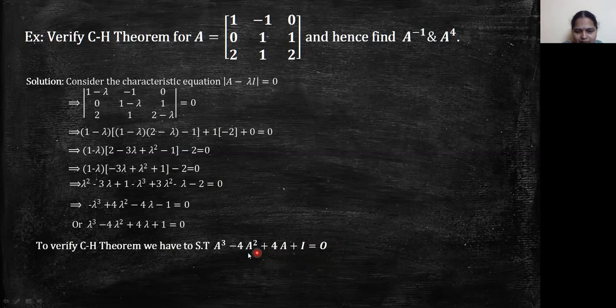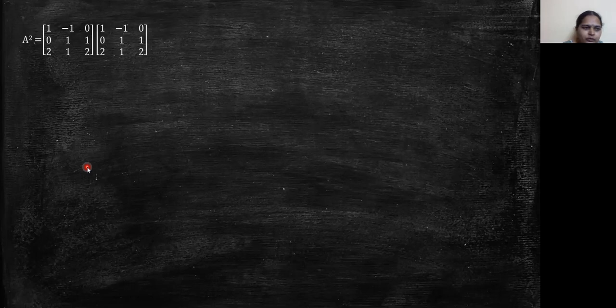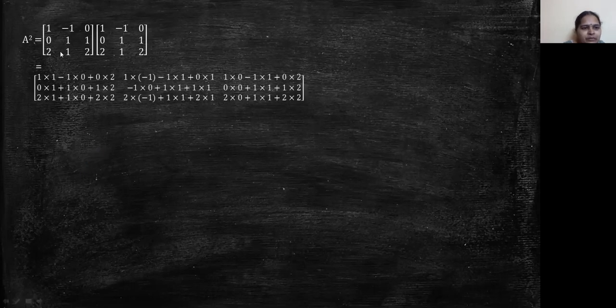To verify that, we take only the left hand side and we should show that it is equal to 0. But to go for that, first we need A square and A cube. That is why we will find A square and A cube first. I will show you how to find A square, and then A cube you need to do on your own. Now, A square means A into A, the given matrix A into A.